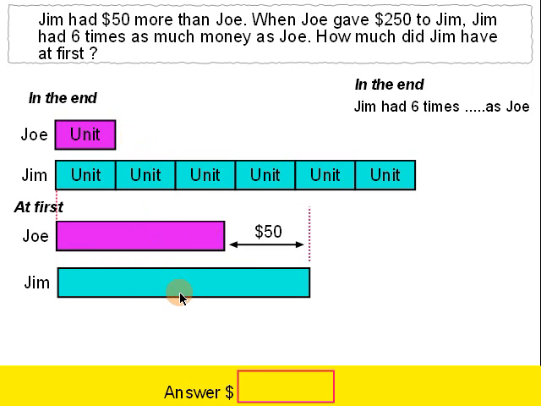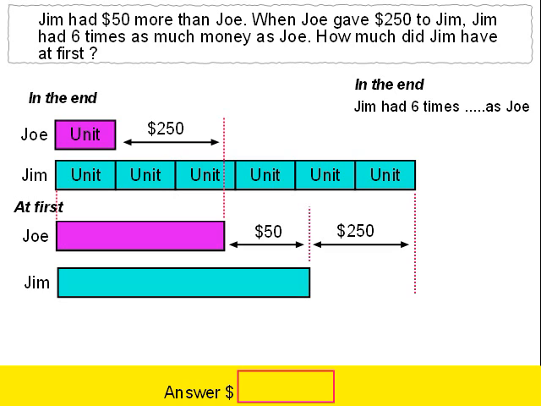Same goes with Jim's model. Jim's model at first must be longer than Joe's by $50. Then Jim's model should be shorter than in the end because he received 250 in the end, so the model looks longer in the end. So the difference of Joe at first and in the end is 250. Same goes for the difference between Jim before and in the end, which is 250, because there is a transfer of $250. Therefore, the difference is 250.